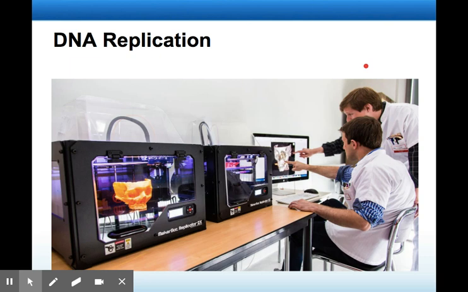Cells copy their DNA in a process called DNA replication. So, before a cell divides, remember meiosis, cell division, its DNA first must be copied. I want you to think about a couple of questions. How do you think the double helix structure of DNA makes it possible for DNA to be copied?